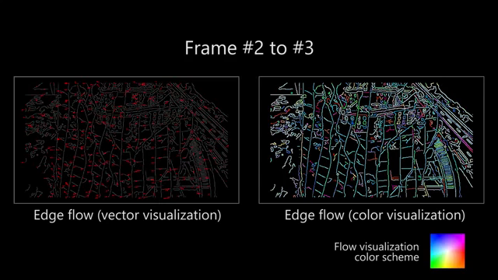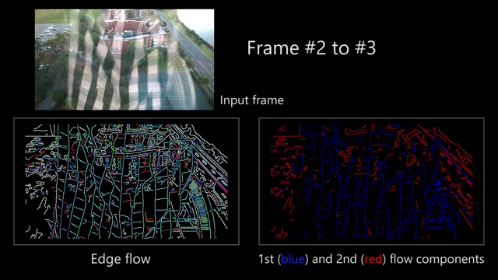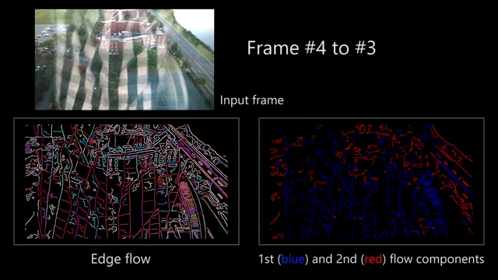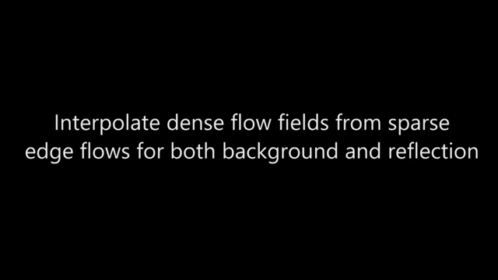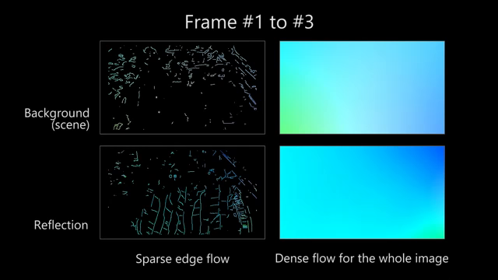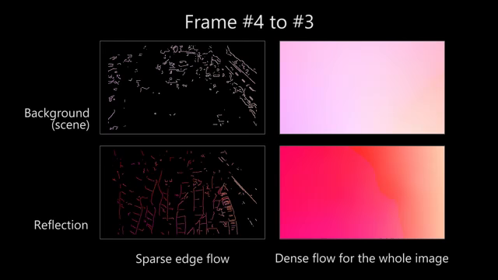Here we show the flow field for each of the frames in the sequence. Using RANSAC, we then discover the first and second major components of the edge flows. These flow components correspond to the motion of the background and reflection, respectively. We then interpolate dense flow fields from sparse edge flows for both the background and reflection motion. Here we show the interpolated dense flow fields for each frame.